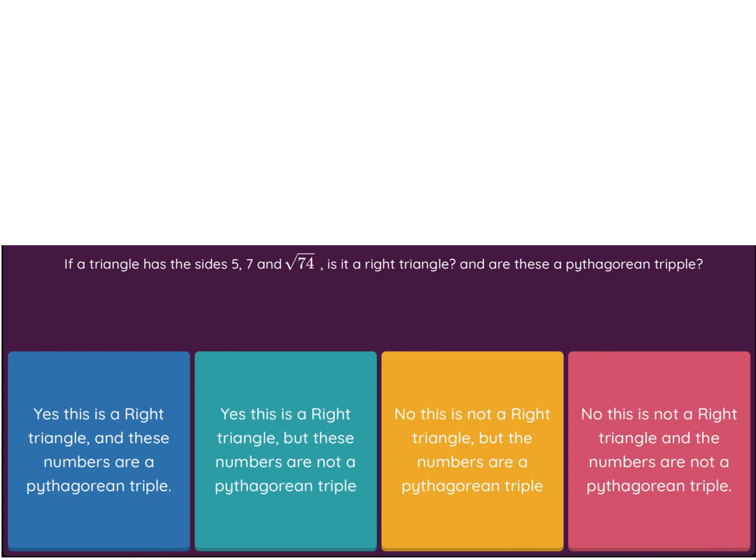Here we go. We have 5, 7, and the square root of 74. If you're wondering which is the longest side, it might be 7, it might be the square root of 74. You could do the square root of 74 on a calculator, change it to a decimal, and that's 8.6. So obviously 8.6 is the largest side, which is the square root of 74. So you're going to set this up. A squared, which would be 5 squared, plus B squared, which is 7 squared, equals C squared, which is the square root of 74 squared.